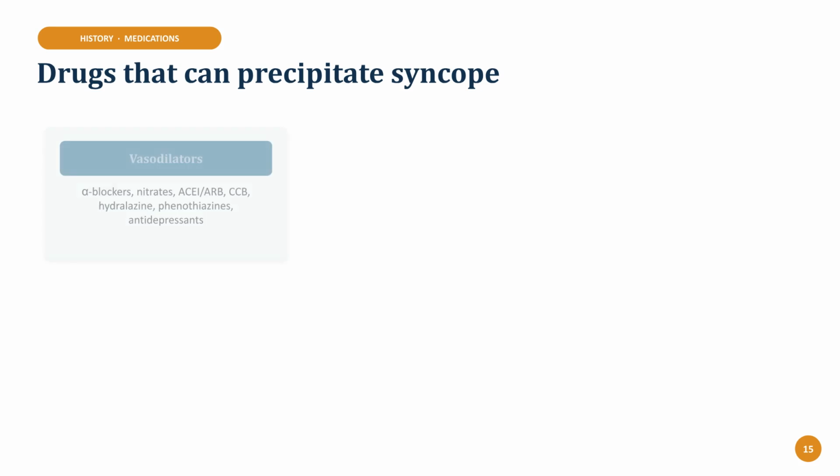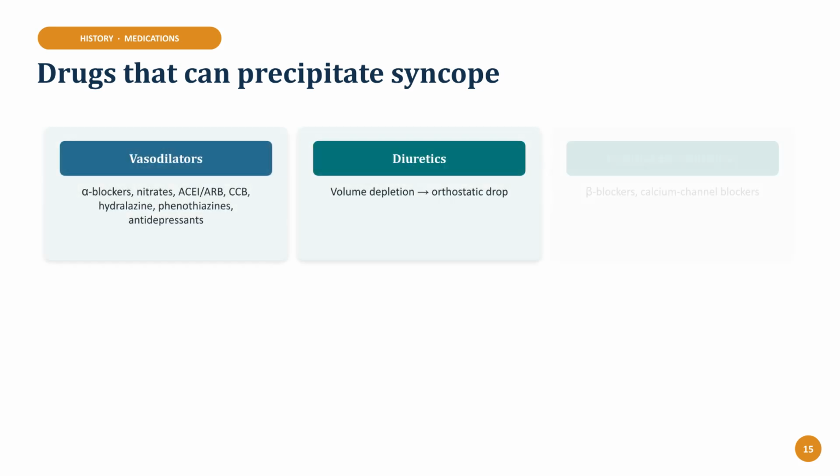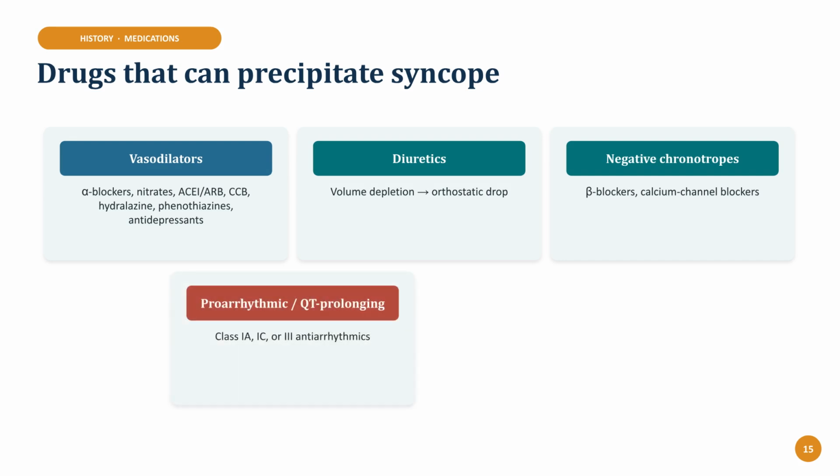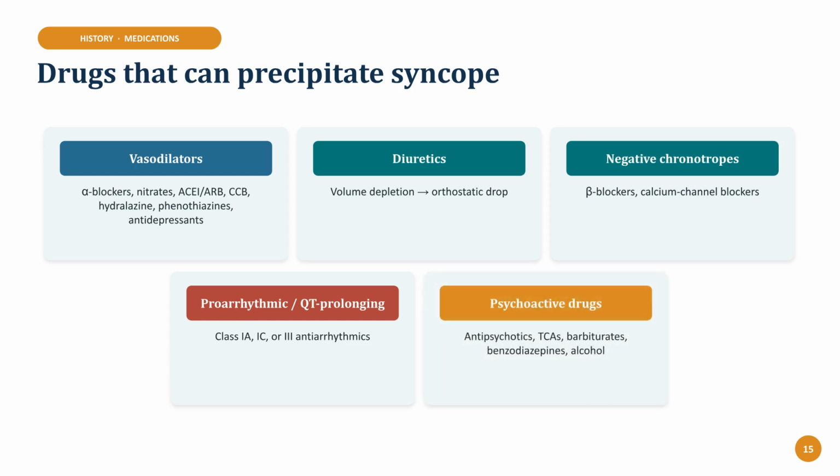Many common drugs, vasodilators, diuretics, and negative chronotropes, can lower blood pressure or heart rate and precipitate fainting. Proarrhythmic drugs, or those causing QT prolongation, along with various psychoactive substances, are frequent contributors. Check the list carefully to identify reversible causes in every patient.